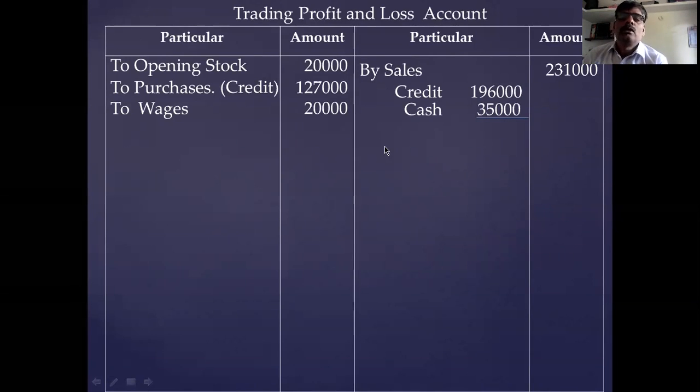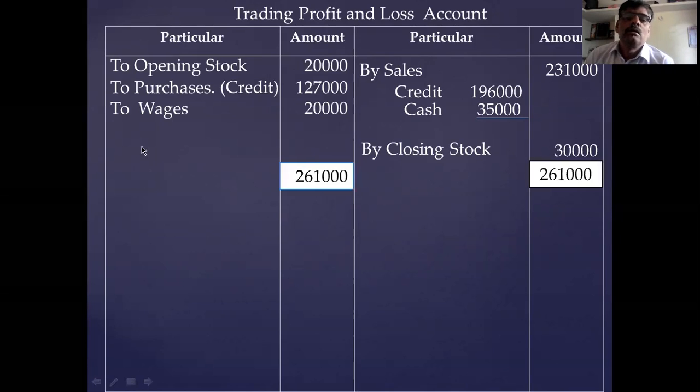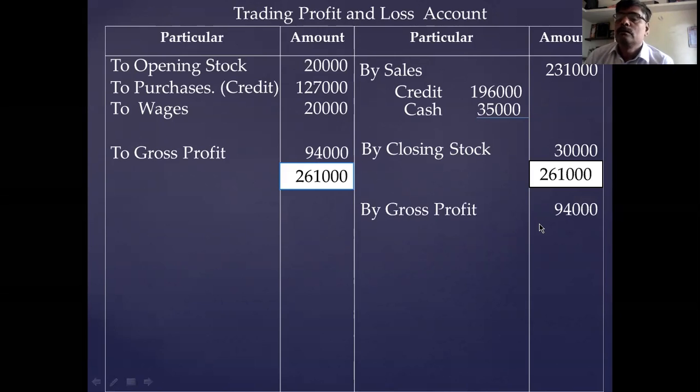Okay. Then you take the closing stock, from the adjustment, 30,000. Close the account. Difference is gross profit. 94,000 is gross profit. You take it to the P&L account part. By gross profit 94,000. Then you go to the cash book credit side. There are certain items. First is expense is there, credit side.